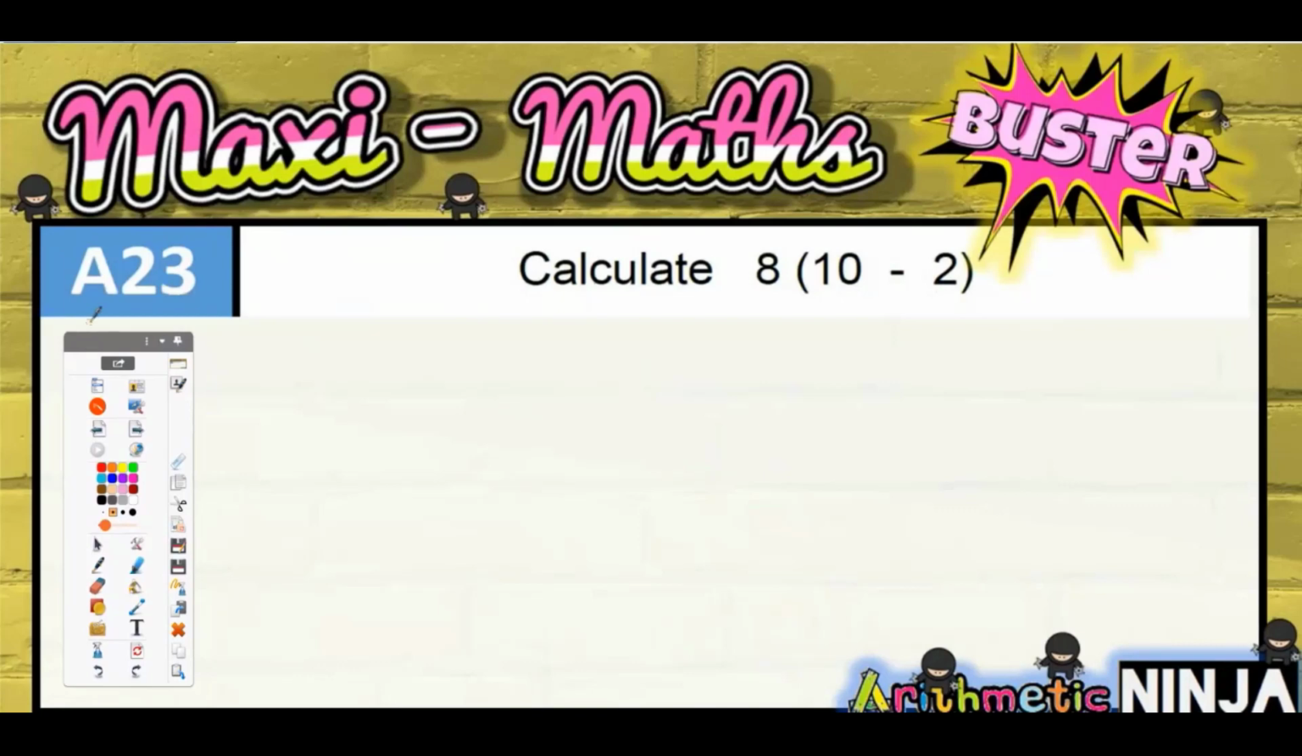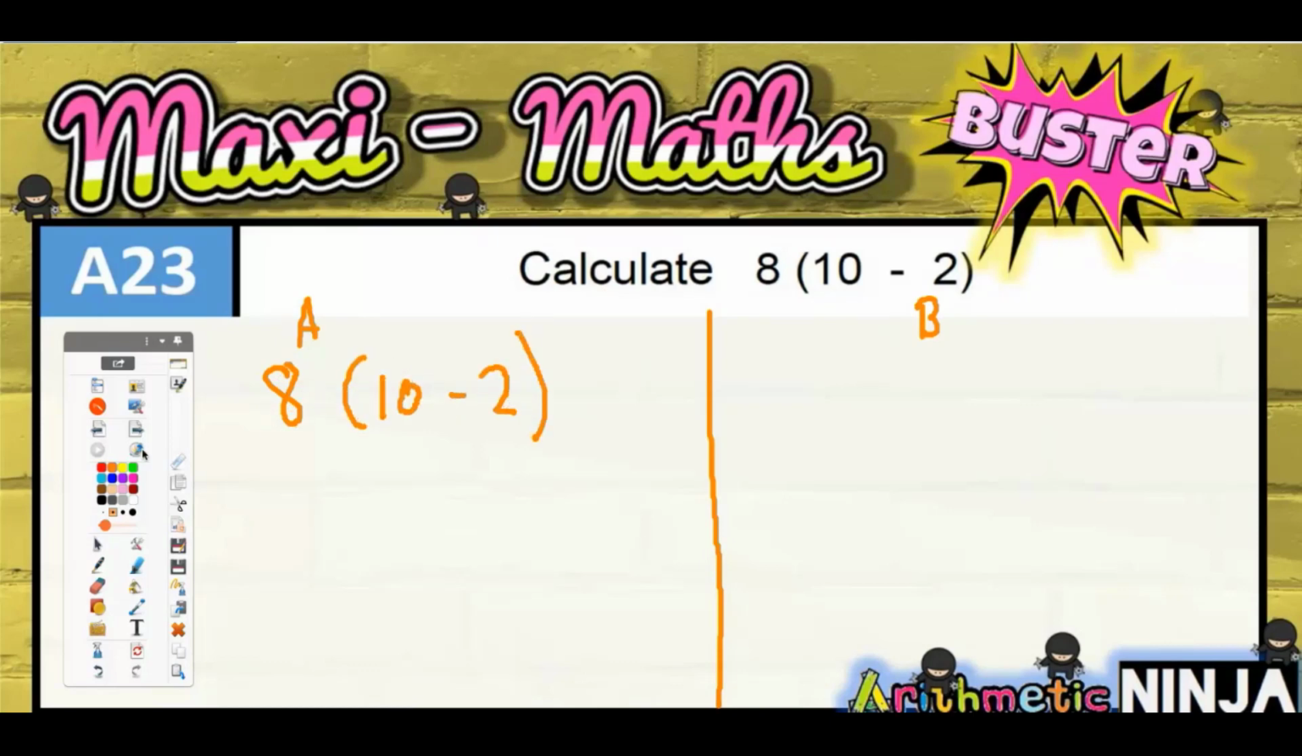Question 23. Calculate 8 lots of 10 minus 2. Now, there's two ways you could do this, which I'm going to call A and B, method A, method B. The first method is where you sort out the brackets first.